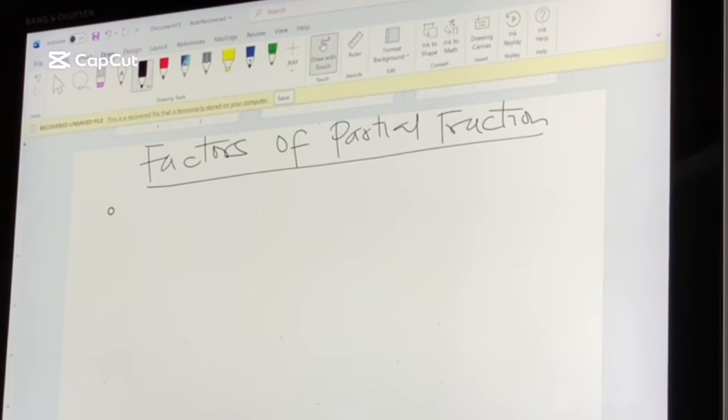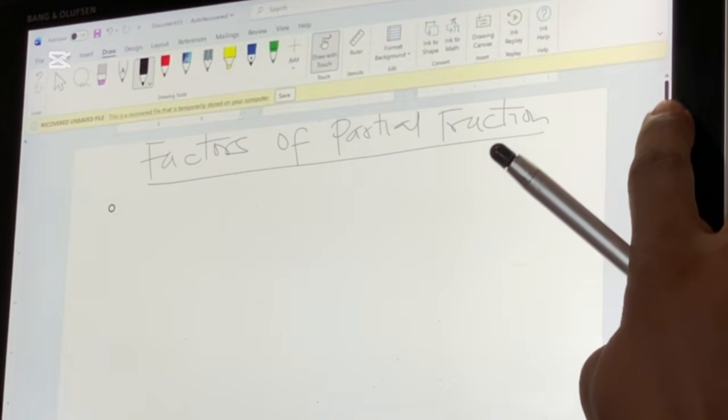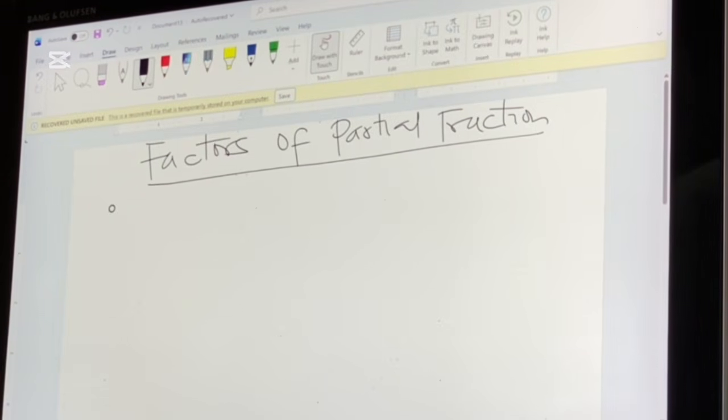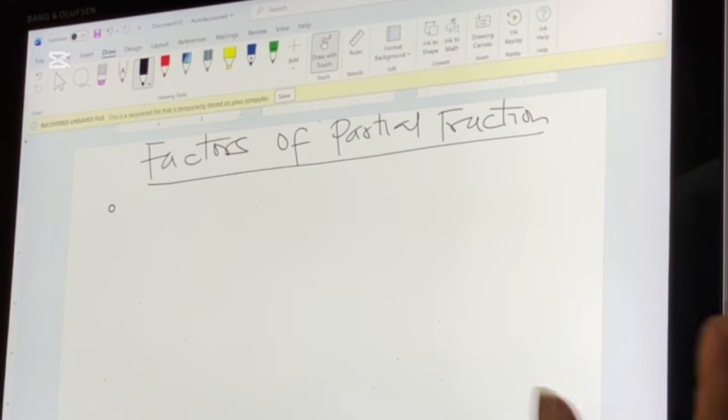Okay, in this video, we're gonna focus on the factors of partial fraction. Of course, earlier I told us that for you to solve any question on partial fraction, there are conditions you need to apply. The first one is to know if the partial fraction is either a proper or an improper partial fraction. So if you verify that it is a proper partial fraction, we use these particular factors to solve that. And in our next video, we are going to consider the factors we use to solve improper partial fraction.